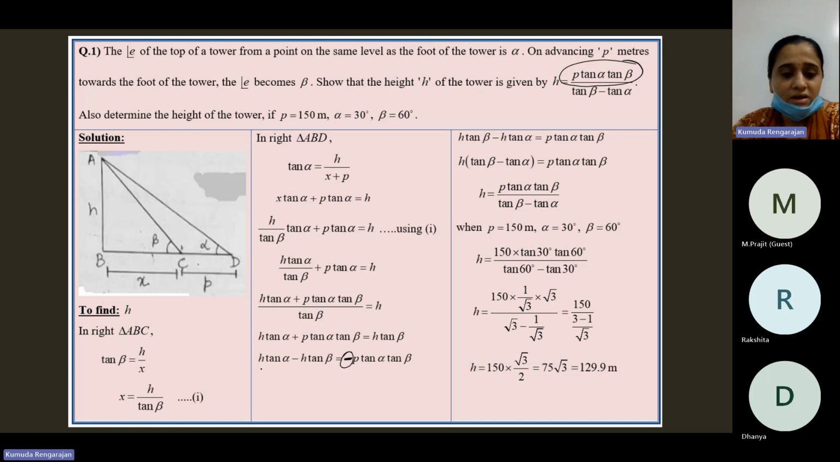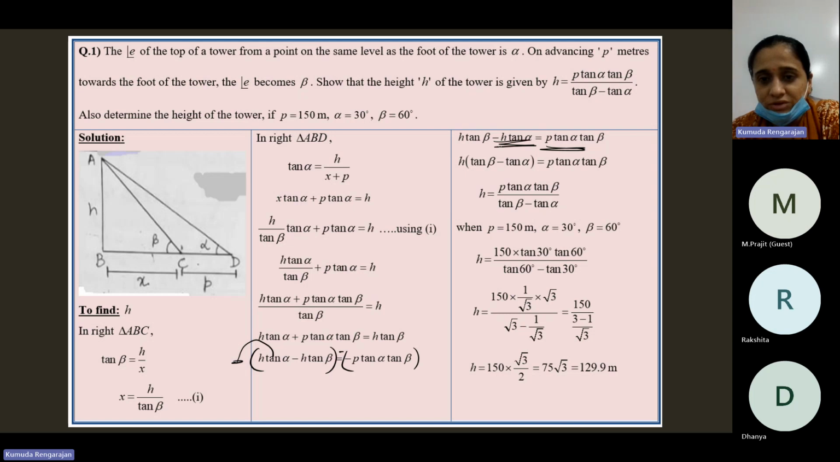Okay, so what will happen? When you multiply this with a minus sign, see here, it's like this. Multiply this side with a minus sign and this one with a minus sign. So minus into minus becomes plus here. Here what happens? Minus h tan alpha, you can see it here. And then minus into minus, plus h tan beta. You can see h tan beta here. You don't have to show that step. Just do that in your mind.